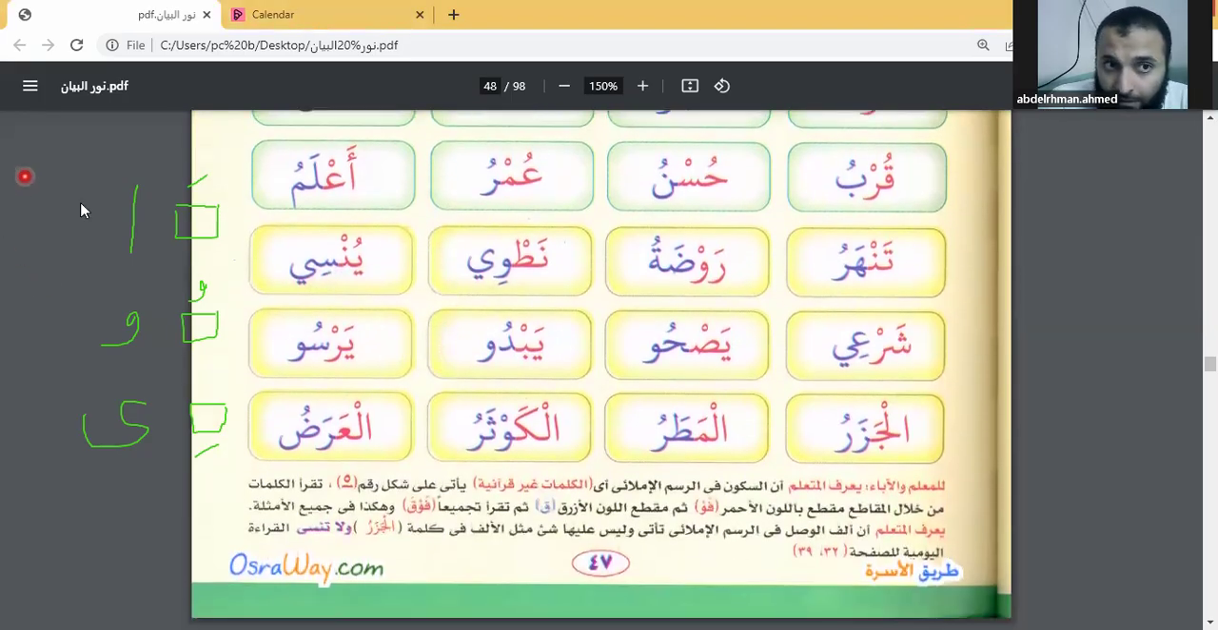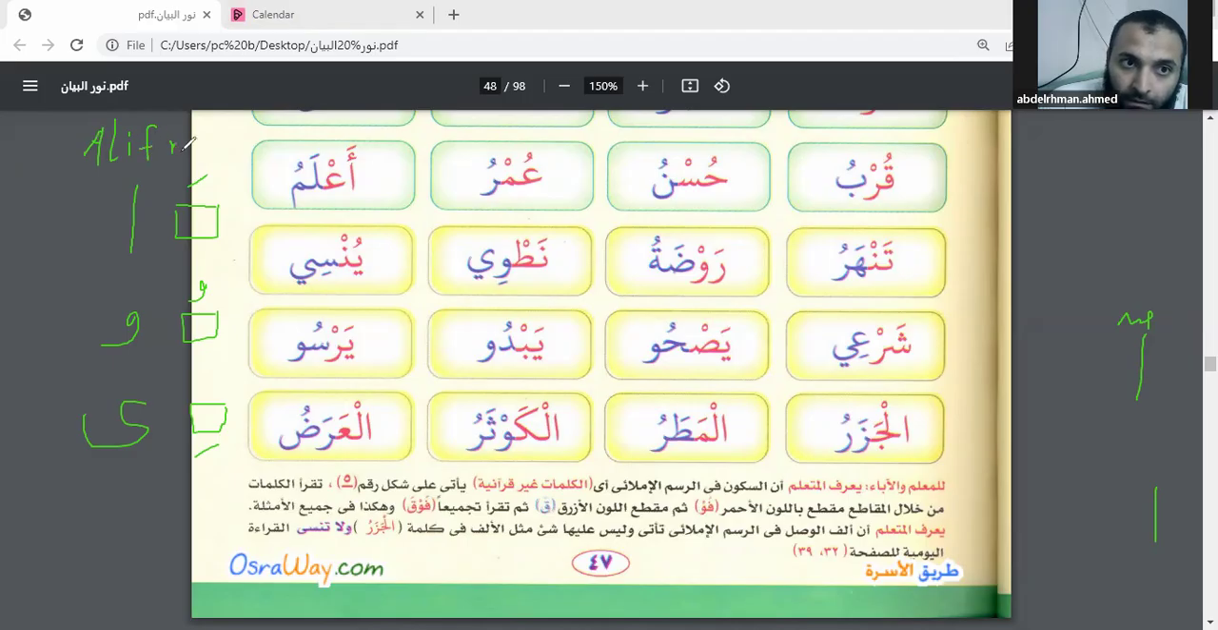In Arabic, the alif wasl or hamzat wasl, this letter, in the Quran it has a sad like this, but in Arabic it's only alif without the sad. How can I know this is hamzat wasl and it's not alif mad? Because alif mad, this alif, also has nothing.